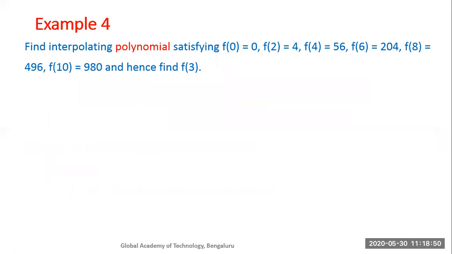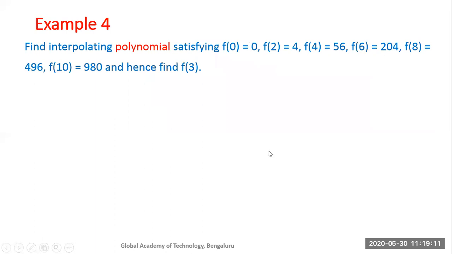So let me take one more example. Find the interpolating polynomial satisfying the given data. So data is f of 0 equal to 0, which means when x is 0, y is 0. f of 2 equal to 4 means when x is equal to 2, f of x, that is y, is 4. For x equal to 4, y is 56.